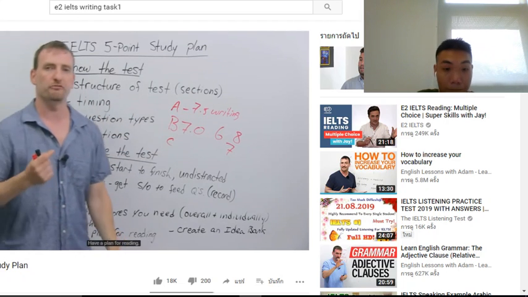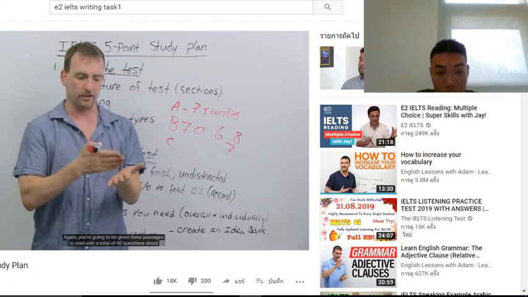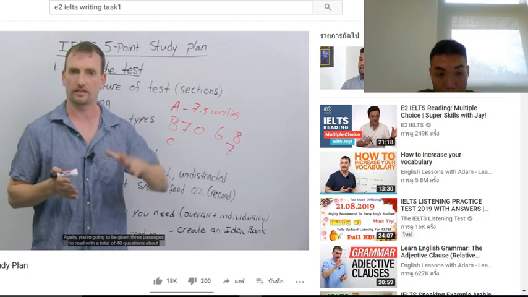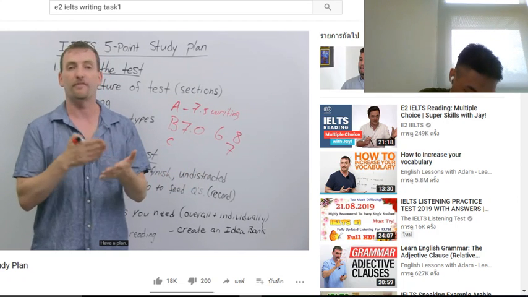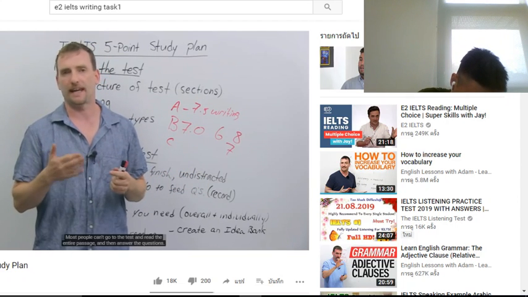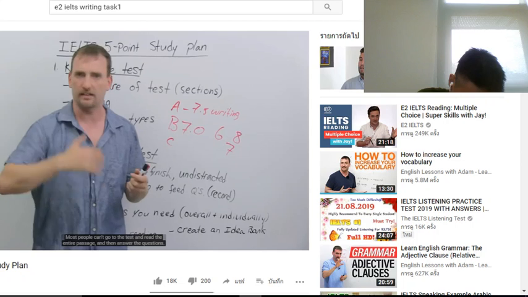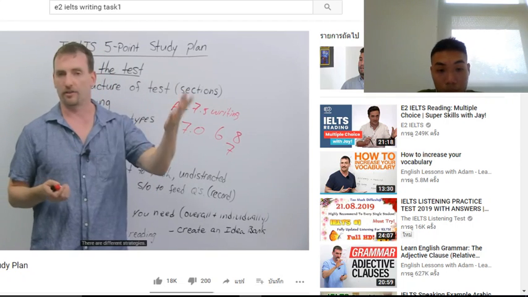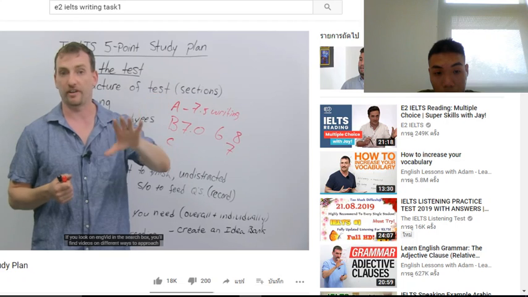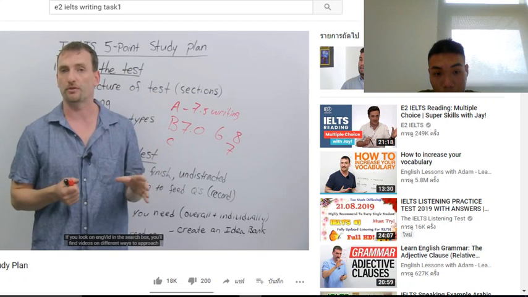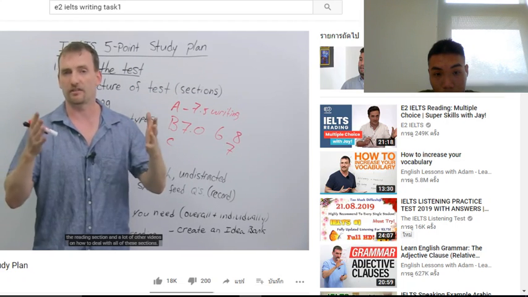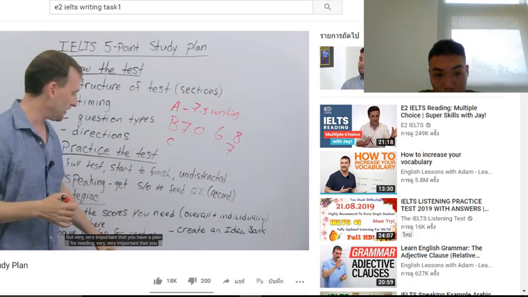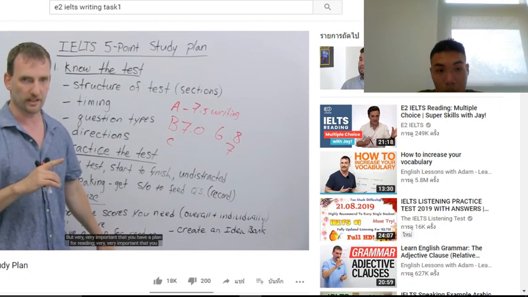Have a plan for reading. Now, the reading section, again, you're going to be given 3 passages to read with a total of 40 questions about those passages. Have a plan. Most people can't go to the test and read the entire passage and then answer the questions. There are different strategies. If you look on the search box, you'll find videos on different ways to approach the reading section and a lot of other videos on how to deal with all of these sections. But very, very important that you have a plan for reading.